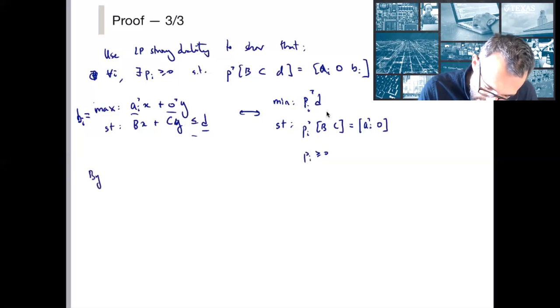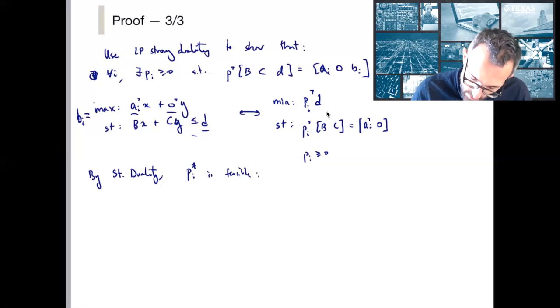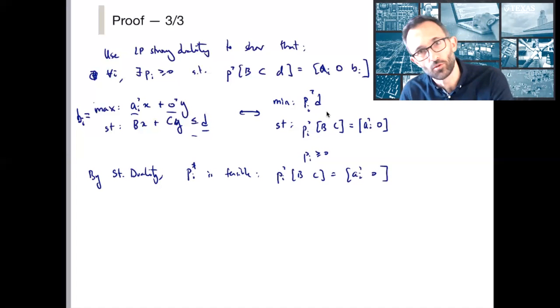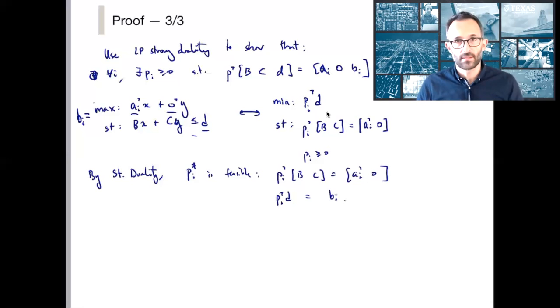So by strong duality, the optimal Pi star is feasible. In other words, Pi transpose (B, C) equals (Ai, 0). And also the optimal dual value is equal to the optimal primal. And so Pi transpose D is equal to bi. And that's exactly what we needed to show.